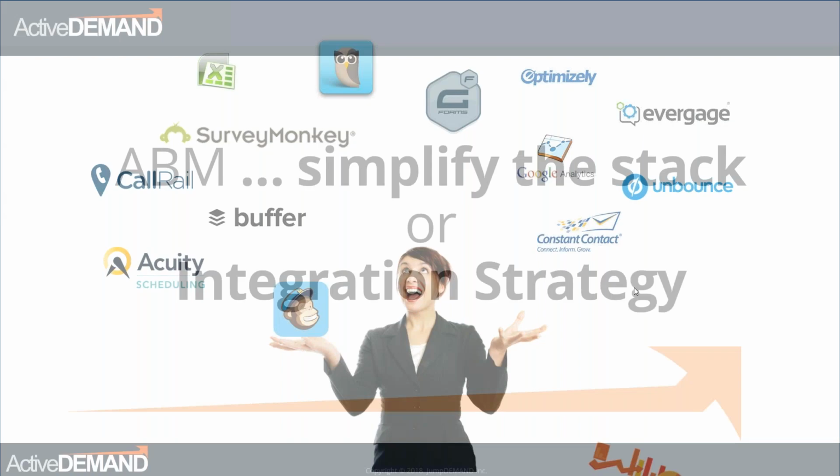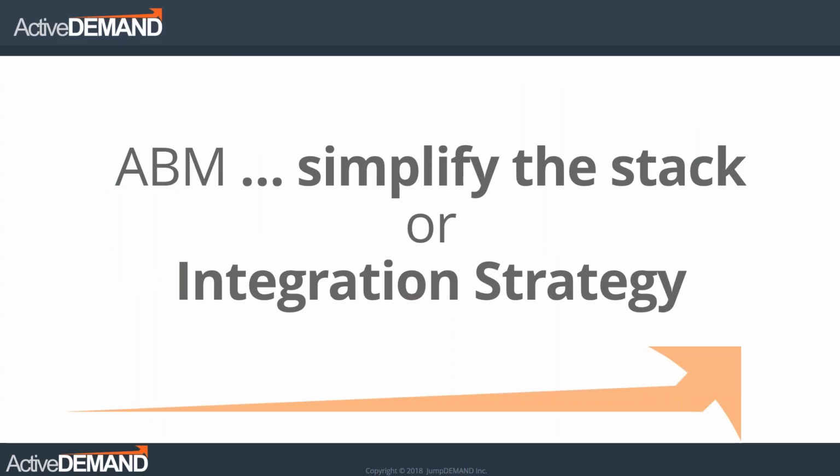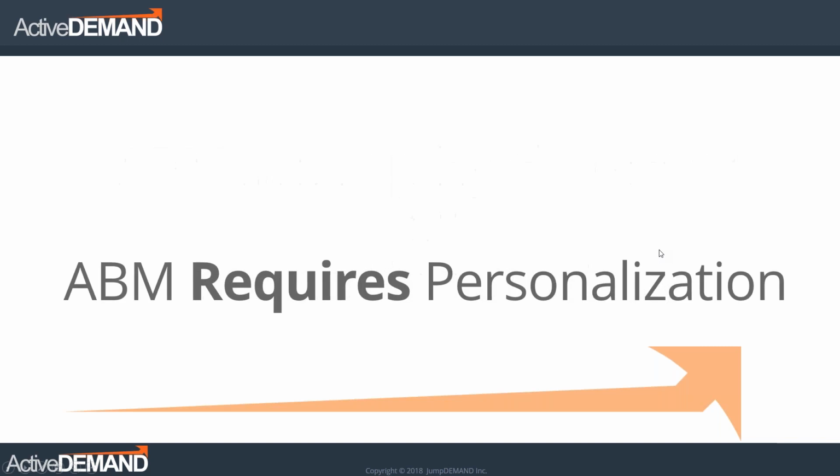So from an account-based marketing perspective, you really have two choices: simplify the stack, or have a very good integration strategy to get the data flowing so that we have one version of the truth across all of our software systems. And why do we want this? Because to accelerate conversion rates and drive people through the buyer journey, we need to be using personalization. We need to personalize the engagement to the individual, right? We need to use this data to drive the conversation.